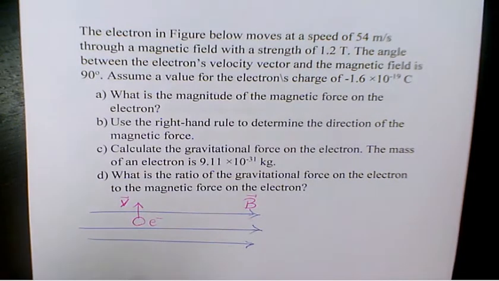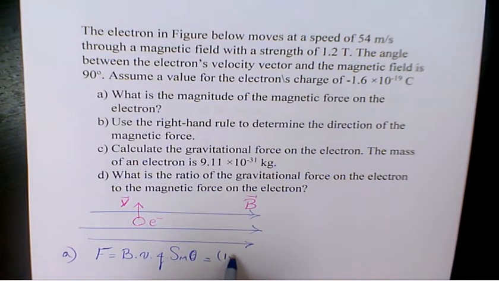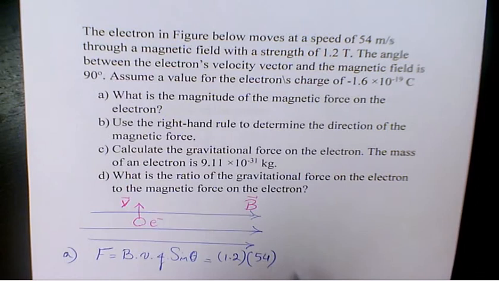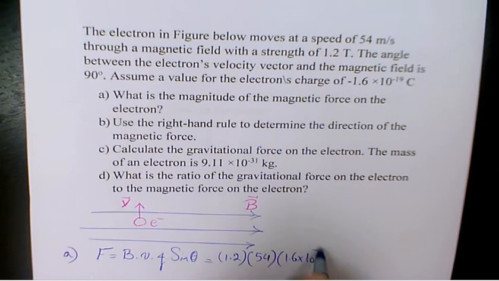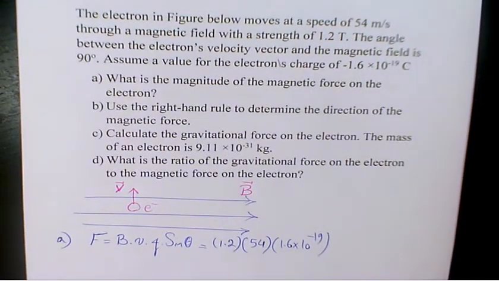So first of all, we need to find the magnitude of the magnetic force, part A, for which we use this formula: F equals B times V times Q times sine theta. B is given, which is 1.2. Velocity is given, which is 54 meters per second. Q is 1.6 times 10 to the power of negative 19. And sine theta is going to be 1. Why? Because theta is the angle between the magnetic field and the velocity. Since they are perpendicular, sine 90 degrees is going to be 1.